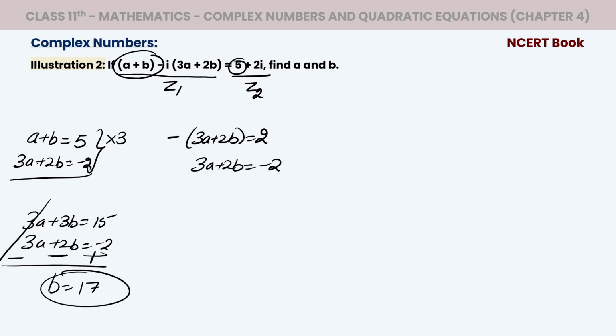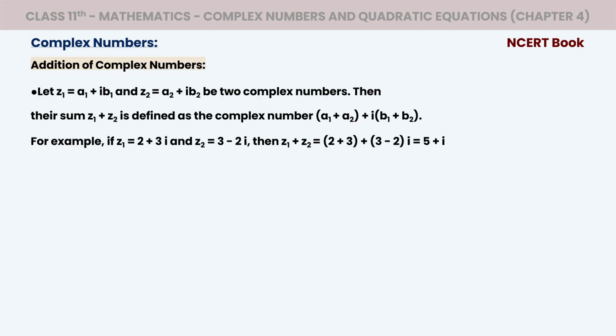b की वैल्यू आ गई आपके पास, you can put here a plus 17 equals to 5, a equals to 5 minus 17 which is equals to minus का 12. तो a की वैल्यू कितनी आ गई आपकी, minus 12. So this is how we can find out the values of any unknown value if it's given that they are equal.